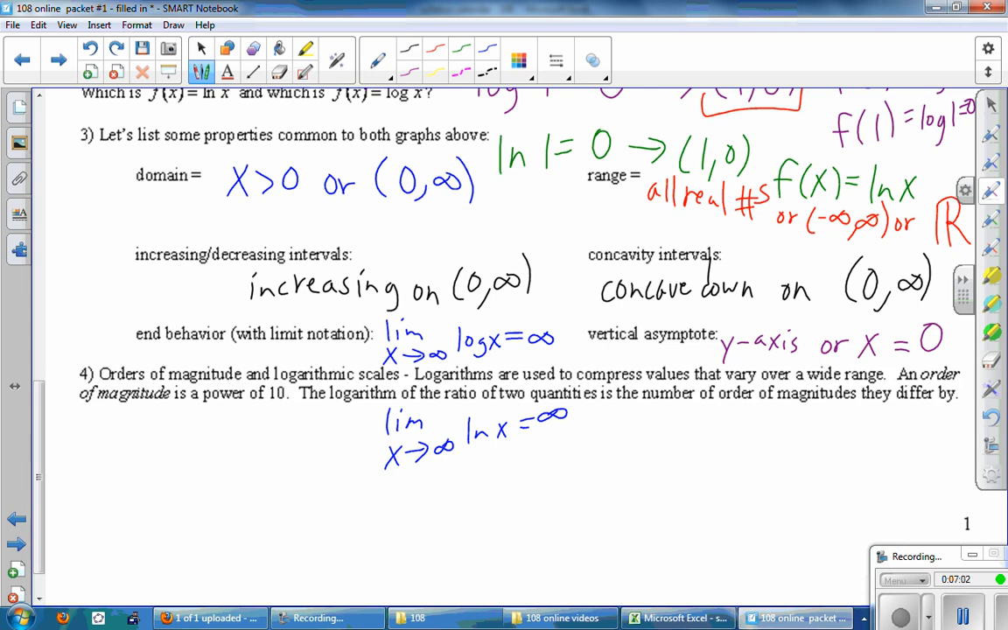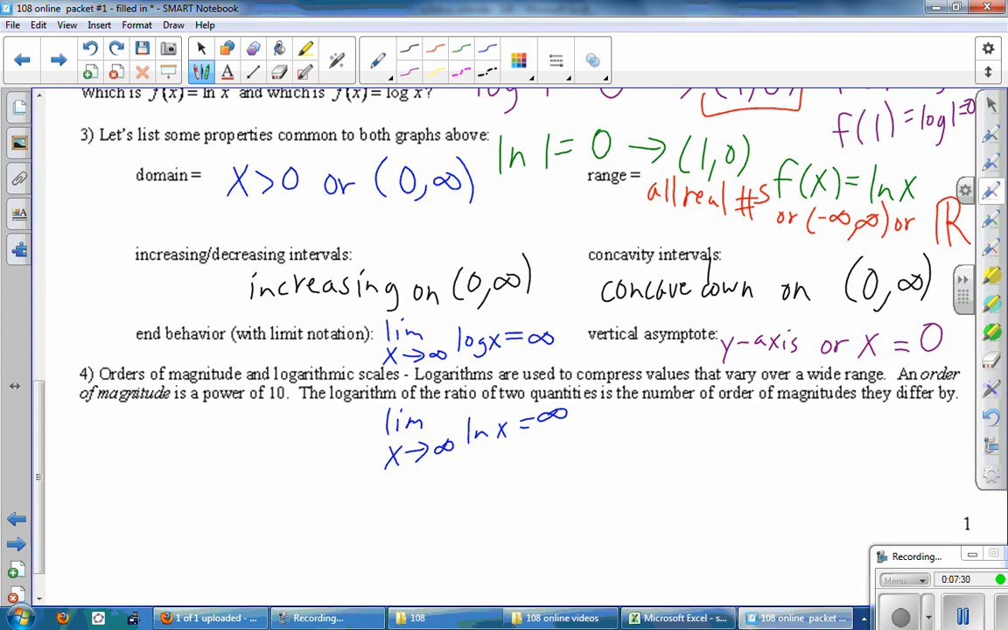Number 4, orders of magnitude and logarithmic scales. Logarithms are used to compress values that vary over a wide range. We actually saw that if you did the activity a couple of classes ago, trying to compare some enormous numbers to each other. I think one of them was 2 to the 2 to the 2 to the maybe 83rd power. And we took a couple of logs and brought it down to size. So logarithms are used to compress values that vary over a wide range.